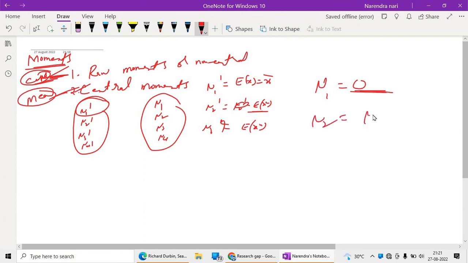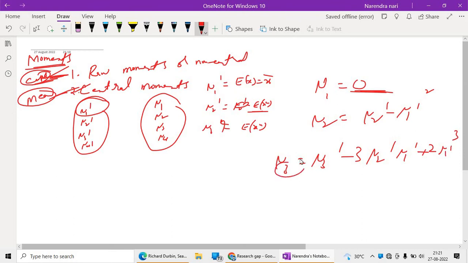Similarly for central moments, mu 1 equal to 0, it is always 0. Mu 2 is mu 2 dash minus mu 1 dash square, this is nothing but variance. Next we have mu 3, so mu 3 equals mu 3 dash minus 3 mu 2 dash into mu 1 dash plus 2 into mu 1 dash whole cube. Next mu 4 equals mu 4 dash minus 4 mu 3 dash mu 1 dash plus 6 mu 2 dash mu 1 dash square minus 3 mu 1 dash whole power 4.